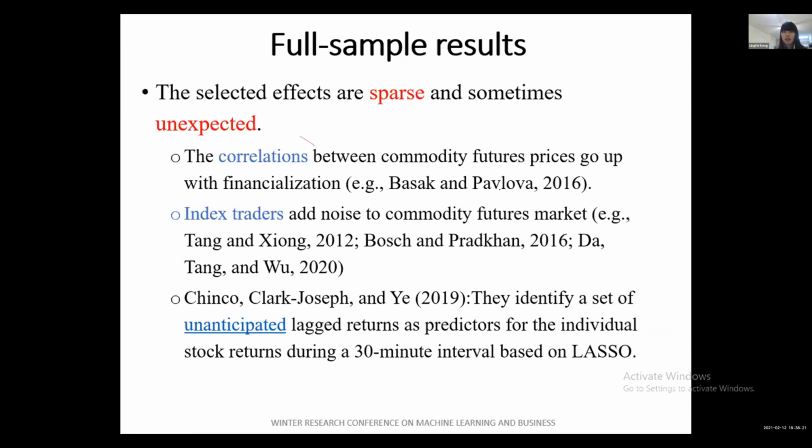According to Basak and Pavlova 2016, the correlations between commodity futures prices go up with financialization. There are also a lot of researchers studying how index futures add noise to commodity futures markets. In this paper, our methodology also follows that paper closely. Chinco et al. 2019 also identified a set of unexpected lagged returns as predictors for individual stocks, but they use a 30-minute interval.